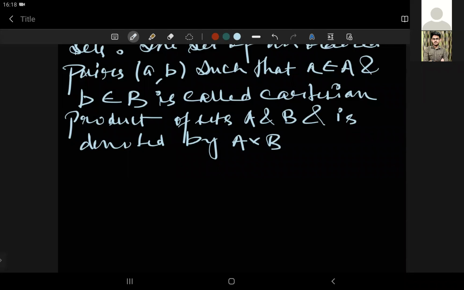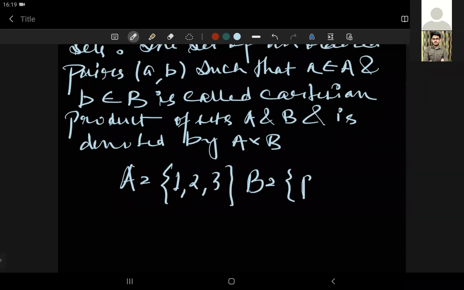So a Cartesian product is basically a non-void set. It is a non-void set of all ordered pairs a comma b such that small a belongs to, let's say, the set capital A and small b belongs to the set, let's say, capital B. So if we take an example, for example, let's say capital A is equal to 1, 2, and 3, consists of 3 elements, and let's say B is equal to P, Q, R. Can anyone tell me how many elements will be there in A cross B?